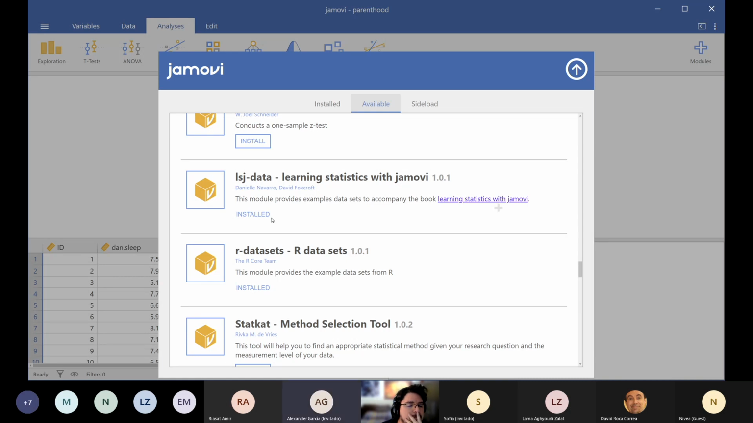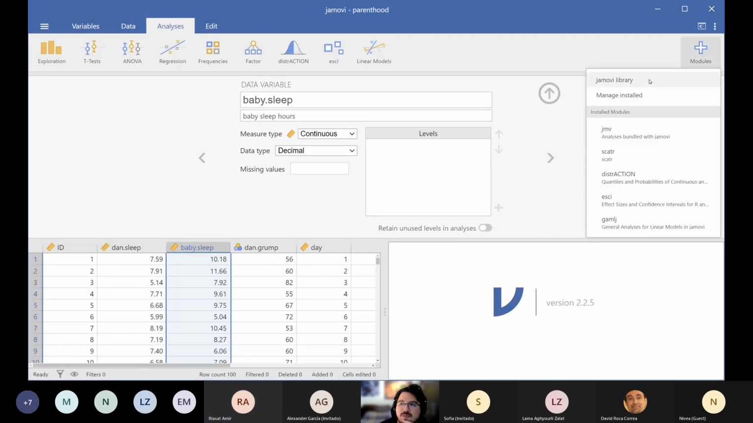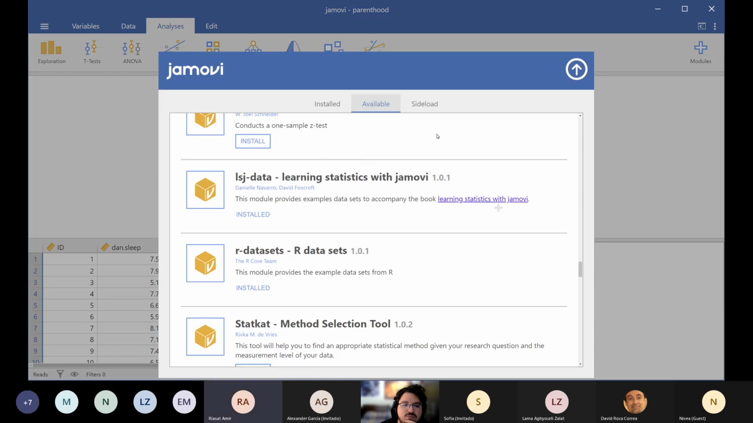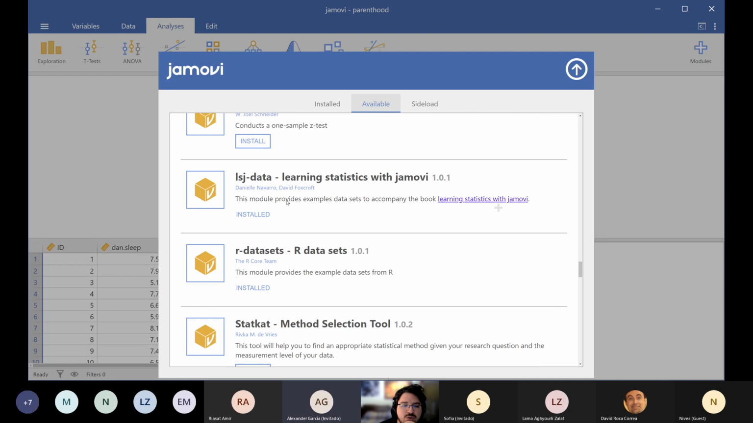Just give me one minute. Yeah, we need some time as well. So we have to go to the module, like where? Modules, Jamovi library. And then you scroll down. You cannot search it. You just have to scroll down to learning statistics with Jamovi. And then if it's not installed, you should have a button that says install.